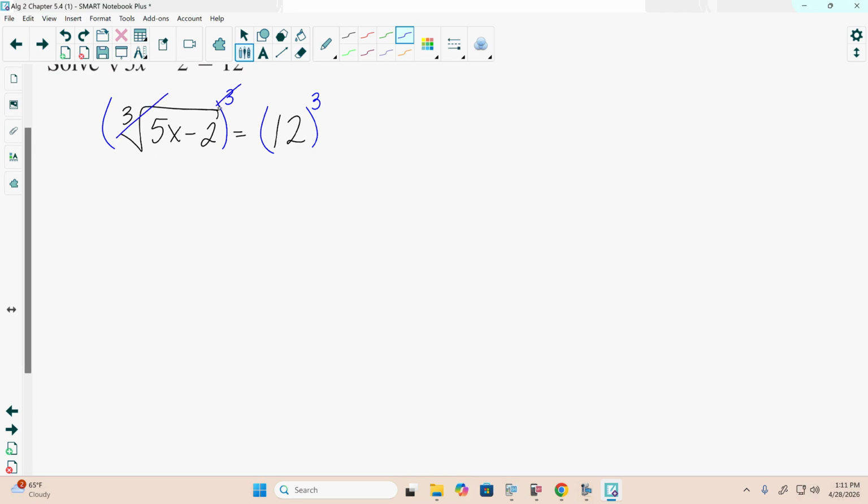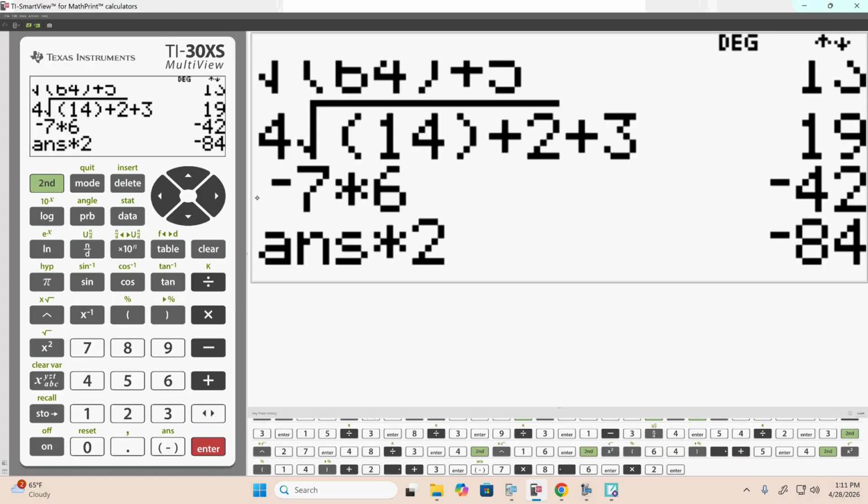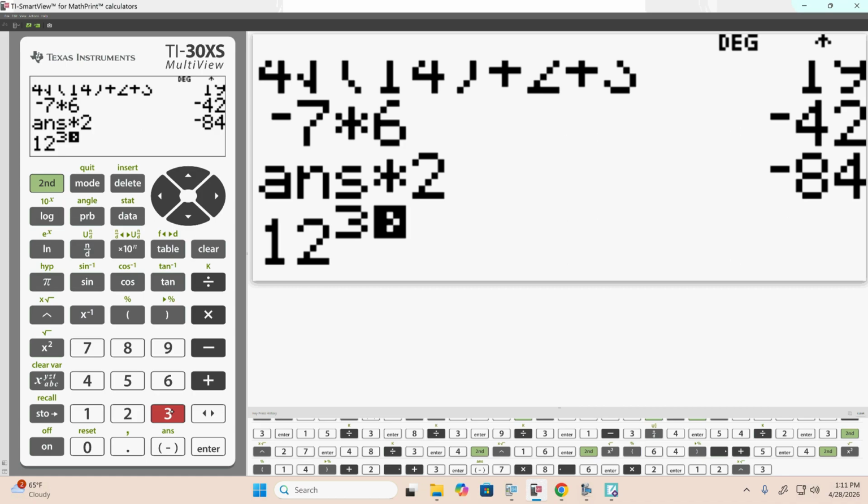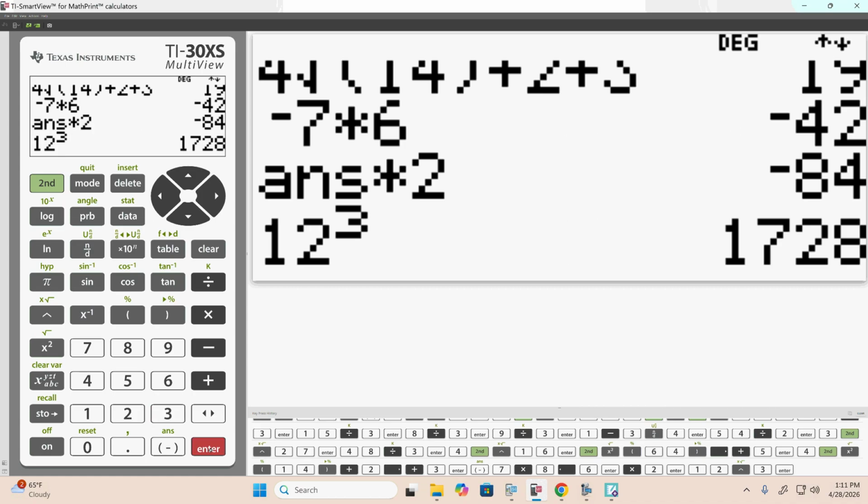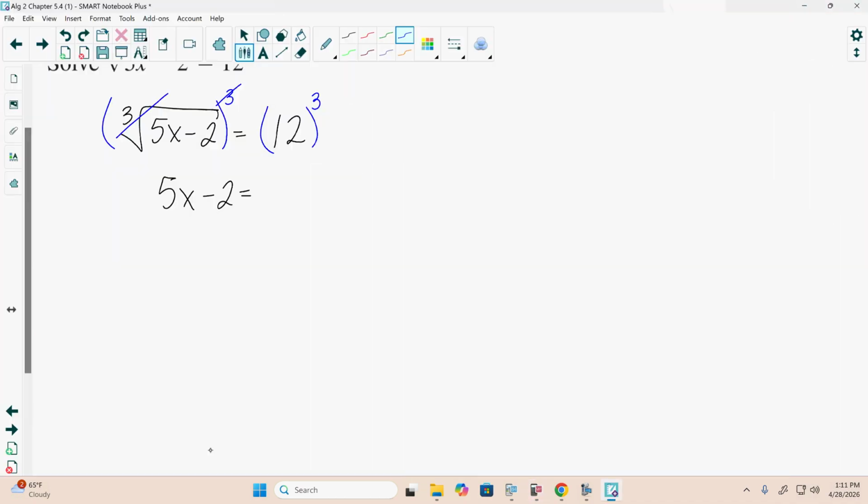Cubed root, 3rd power will simplify, telling us that 5x minus 2 is equal to a big number. As 12 squared is 144. 12 cubed is 1728. Is there any radicals left? No. Solve.